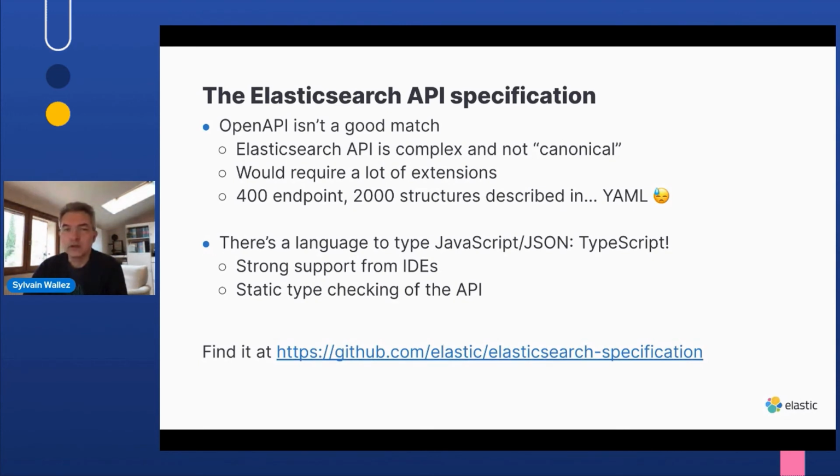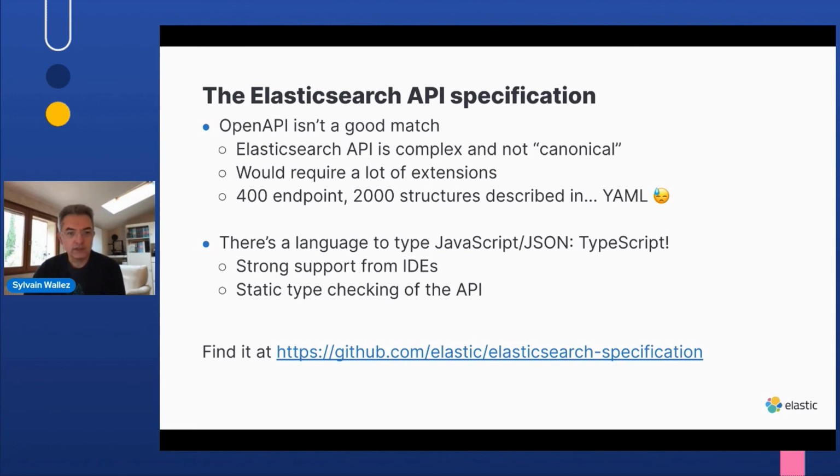And there are a number of flavors depending on the endpoint you are considering, and also some things that simply cannot be expressed in a very usable way in OpenAPI. So capturing this API with OpenAPI would have required a lot of extensions. Along with that, Elasticsearch has more than 400 endpoints that go down to 2,000 structures, and honestly, describing this in YAML would have been a nightmare. So we took a different approach.